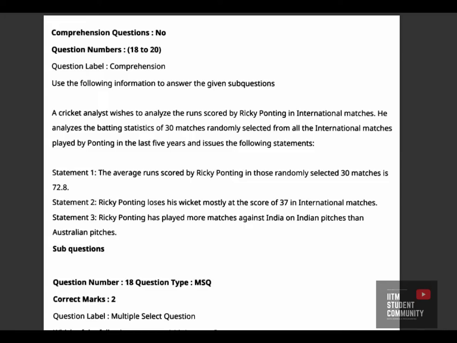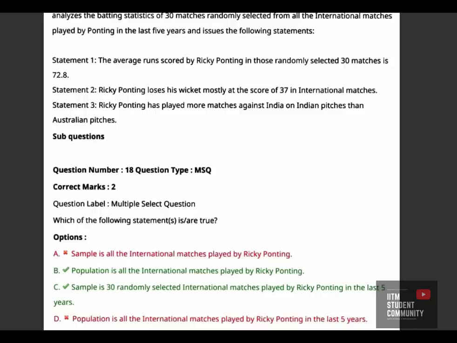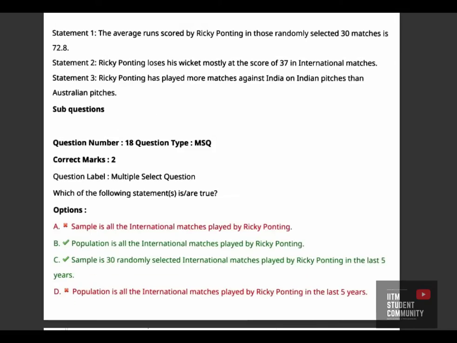Statement 1. The average runs scored by Ricky Ponting in those randomly selected 30 matches is 72.8. Statement 2. Ricky Ponting loses his wicket mostly at the score of 37 in international matches. Statement 3. Ricky Ponting has played more matches against India on Indian pitches than Australian pitches. Coming to the question, which of the following statements is or are true?